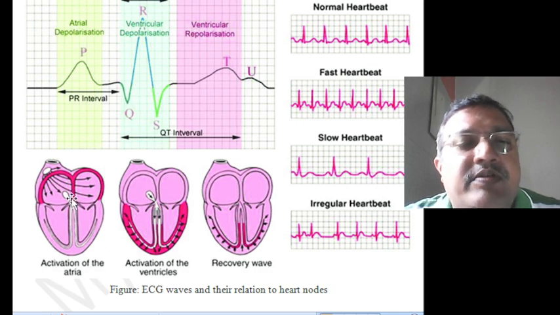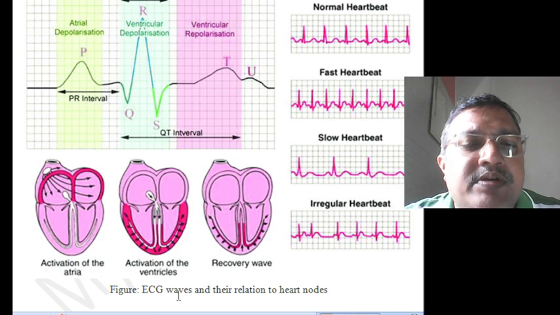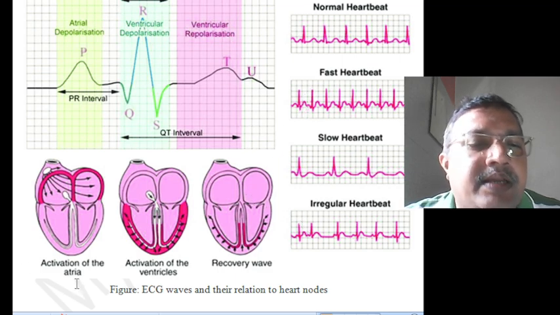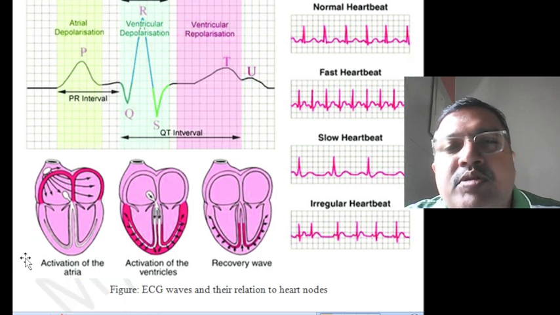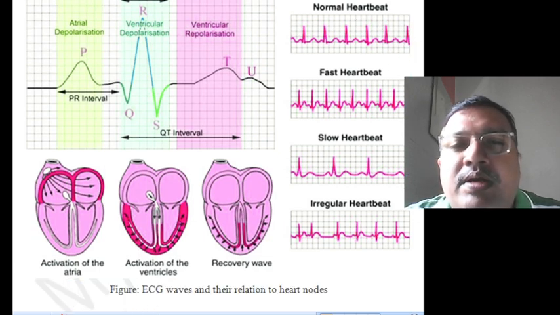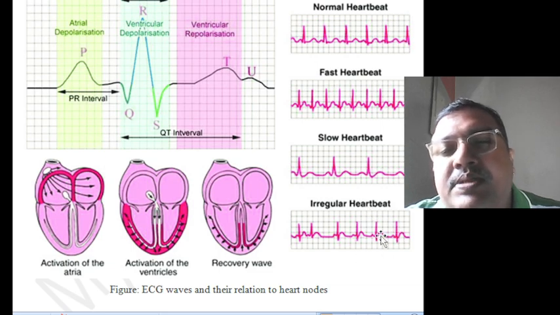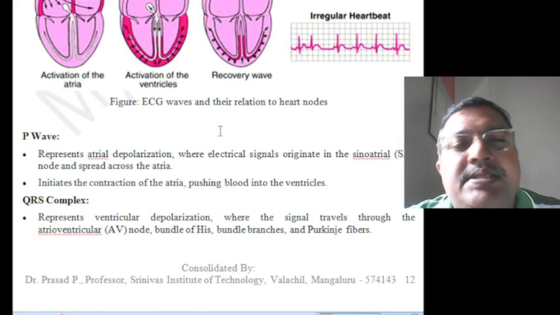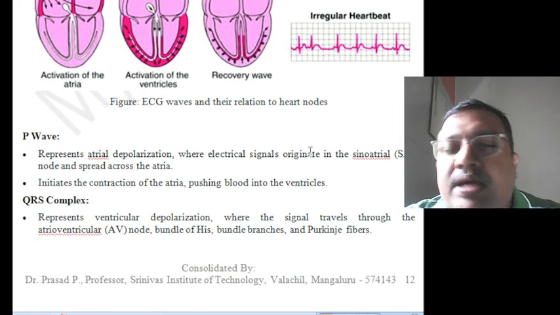The activation of the atria is represented by the P wave, the activation of the ventricles by QRS, and the recovery wave is T and U, and then it repeats again with activation of the atria. How a normal heartbeat looks, a fast heartbeat, a slow heartbeat, and an irregular heartbeat are all represented on this graph, and from these signals one can easily identify them. So these are the ECG waves and their relation to the heart nodes.